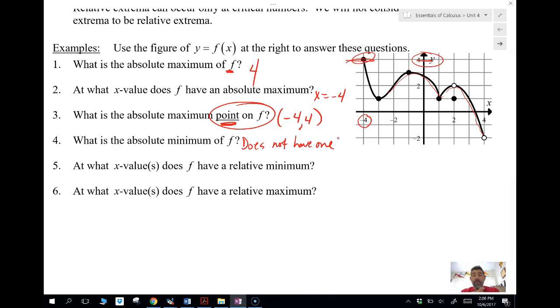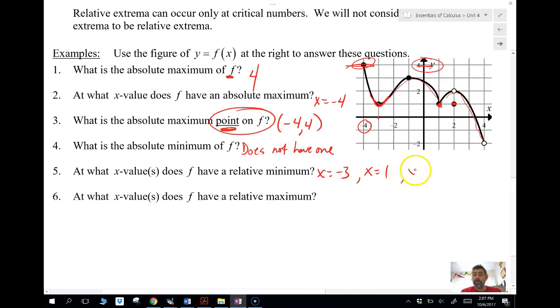At what x values does f have a relative minimum? For a relative minimum, we're looking at where it bottoms out going down like this. We see there's a low point right here. This is a relative minimum, so that's x equals -3. Here's another one right here at x equals 1. And the other one would be right here at x equals 2. That seems weird, but this point right here is a critical number, a critical value, and it's down here, so we call that also a relative minimum.